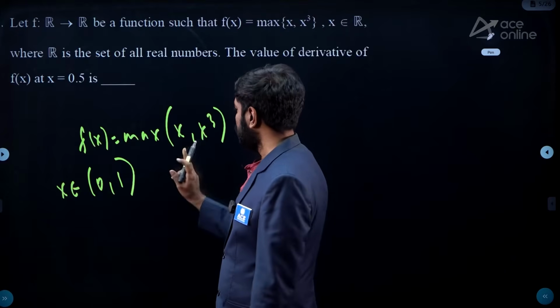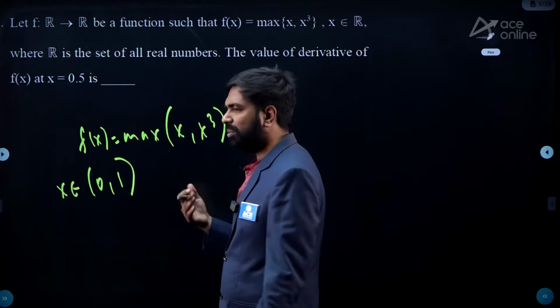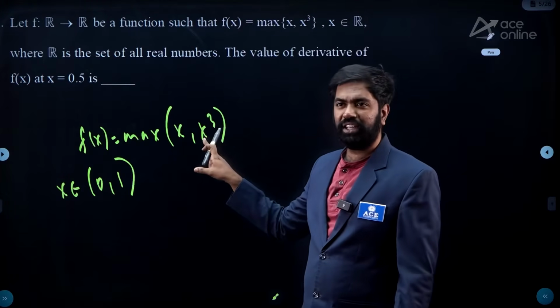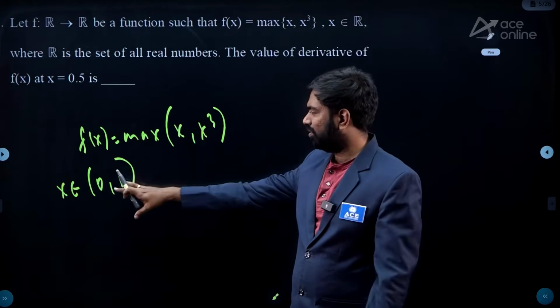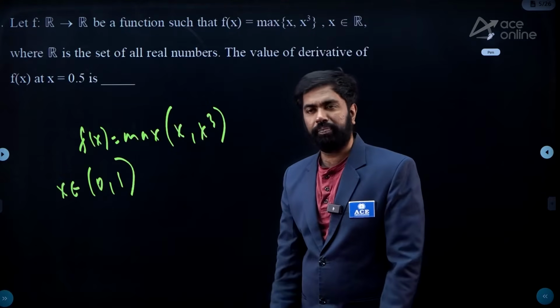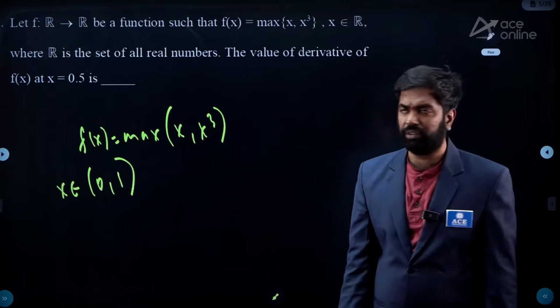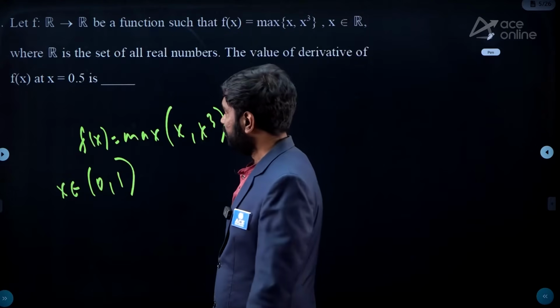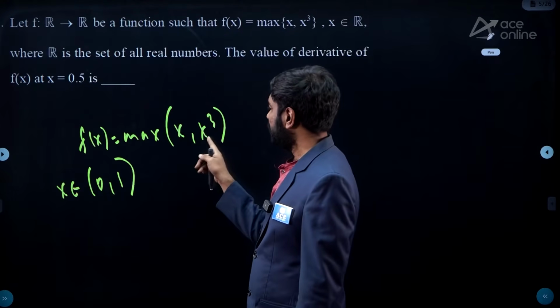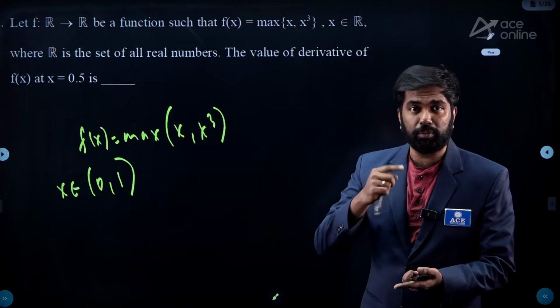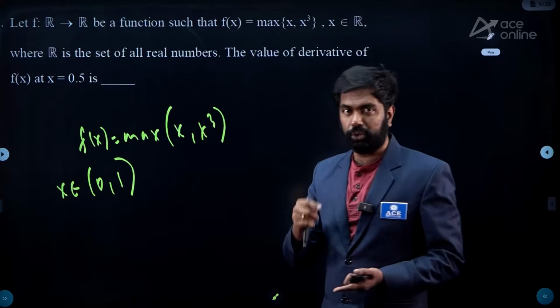So now in this interval, who is maximum? Is x maximum or x cube maximum? Most of my students might feel x cube is maximum, but in this interval 0 to 1, x is maximum. If you want, you can take any value between 0 and 1 and check it. For example, take 0.5. What is this value? 0.5. What is this? 0.5 whole cube. Now see which is bigger. You will see 0.5 is bigger than 0.5 whole cube.